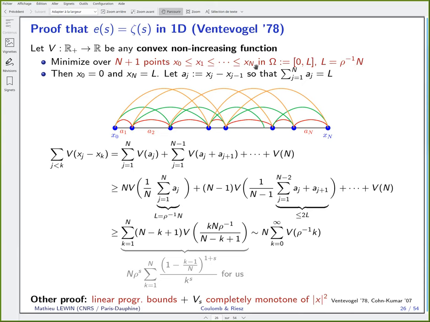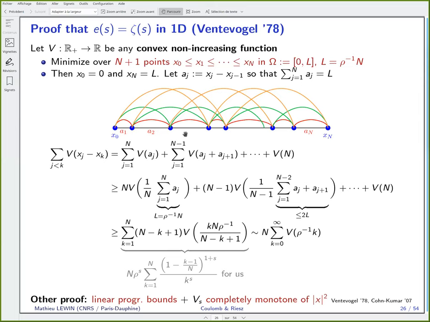Now, because V is a decreasing function, it's clear that I can always gain by putting the particle to the left exactly at zero and putting the particle to the right exactly at L. That will decrease the energy. So I know that x0 is going to be at zero, and I know that xn is going to be at L. And then I have x1, x2, and so on in the middle. I don't know where they are. Now, what is special about one dimension is that I can describe my system using not the positions of the points, but instead the distances between the points, because on the line there is an order. That's the whole point.